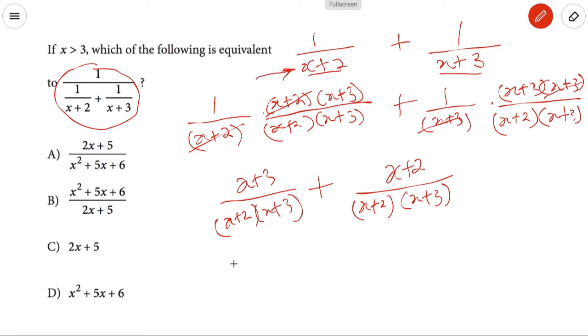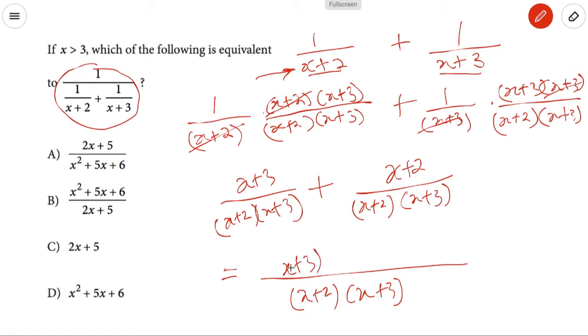So now that they have the same denominator, you can just simply add up their numerators. So your denominator then becomes x plus 2 times x plus 3, and your numerator becomes x plus 3 plus x plus 2. Now x plus 3 plus x plus 2 is equal to, first of all, you add up the x's. X plus x is 2x, and then 3 plus 2 is 5.